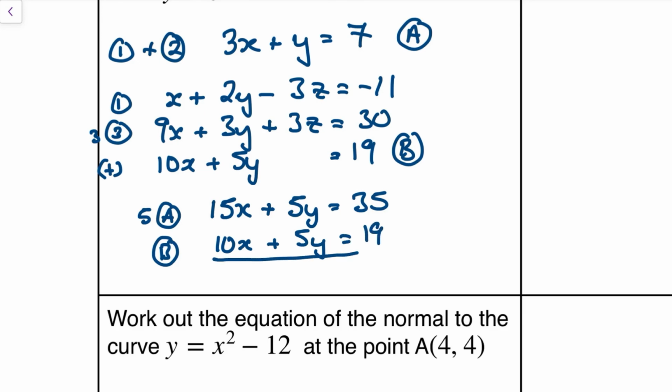And then I'm just going to take these away. So I'm going to do top minus bottom. So 15 minus 10 is 5. And 35 minus 19 is going to give me 16, which means that x. Now, these aren't nice numbers again, but they're kind of in line with what I had a couple of days ago. So I'm going to stick with this.